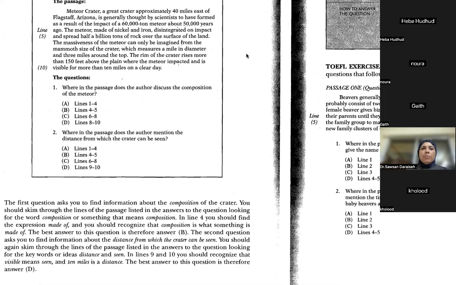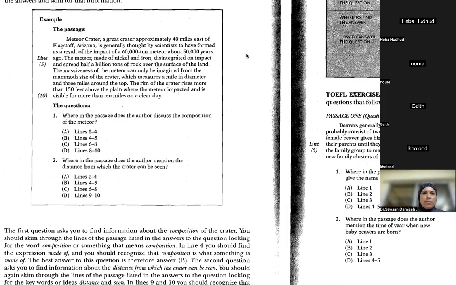From line 4 to 5, the components are nickel and rock, good. Iron. Sorry. Yes, you are right, Dr. Hiba. They are made of nickel and iron. So we have to find line 4, and line 4 is where? Yes, 4 to 5. So see how the questions come. They can be regular questions, but just tell me where we can find this information, in which lines. This is the skill. Okay, guys?